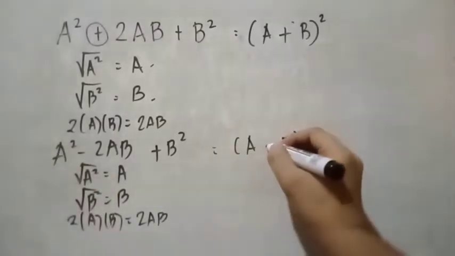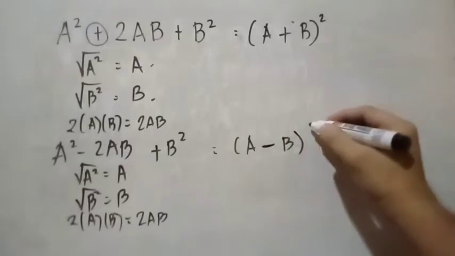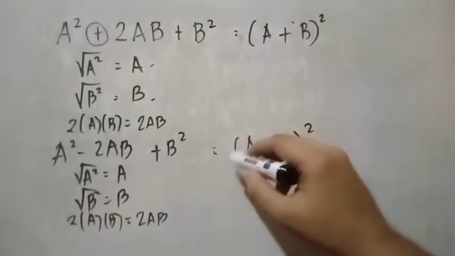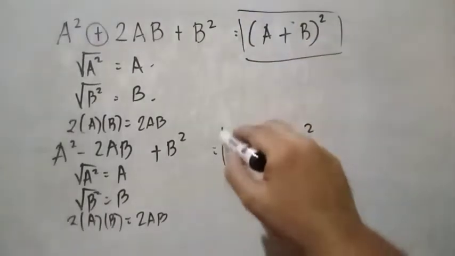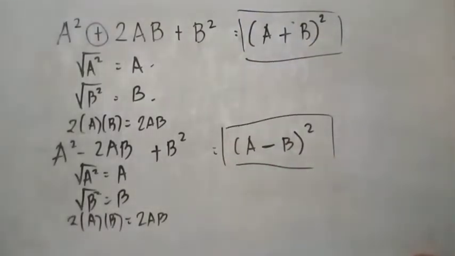So ilalagay natin yung negative sa gitna nila. And then saka natin erase sa 2. So ganito po ang paraan sa pag-factor ng perfect square trinomial. Okay, so magbibigay ako ng examples.